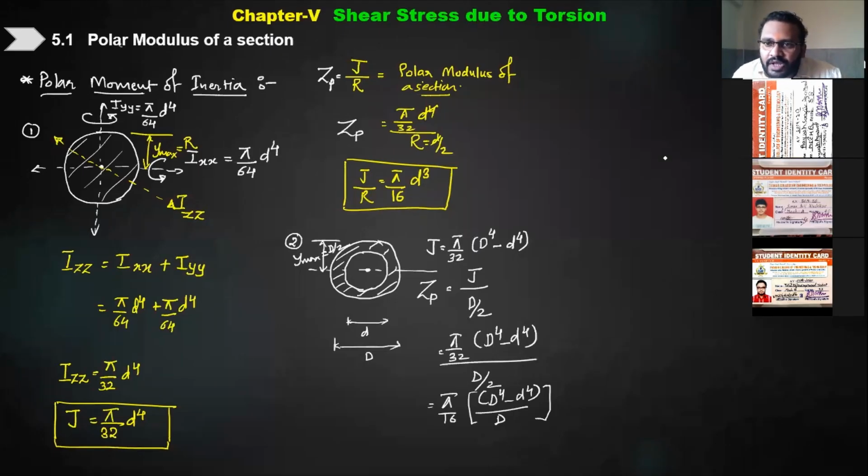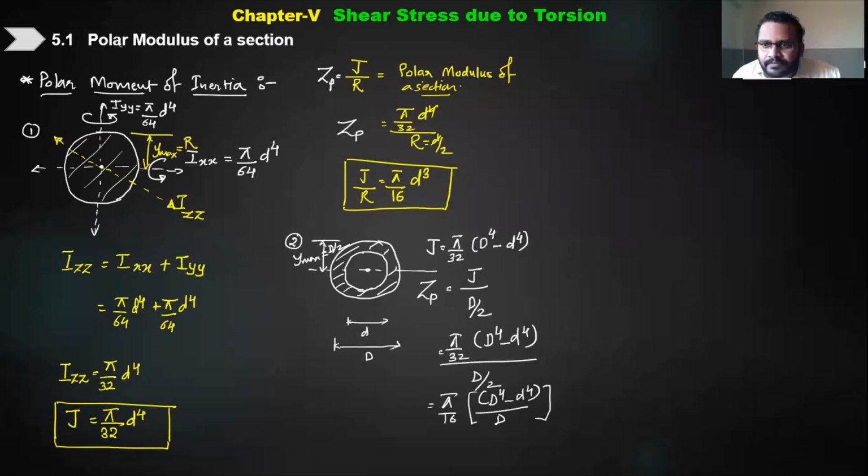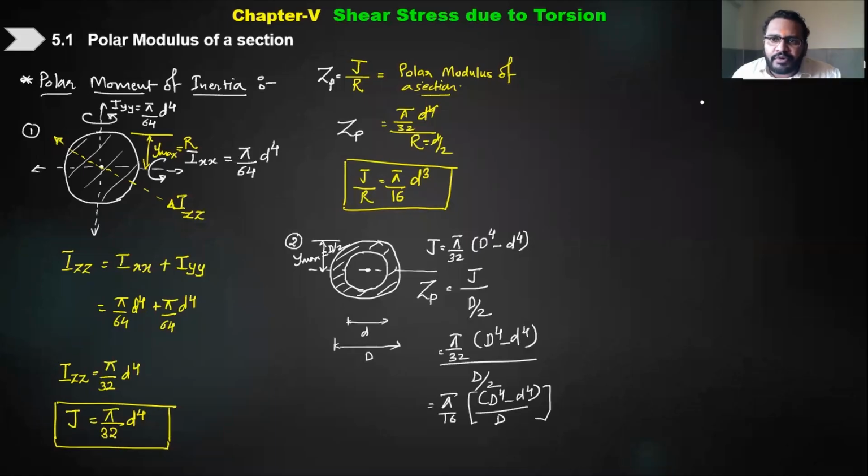Now, sir, can you tell me how to calculate polar moment of inertia for a rectangular section. Polar moment of inertia for rectangular section. Let us now go for a rectangular section. Okay, so we have a rectangular section where this is depth D and this is breadth B.